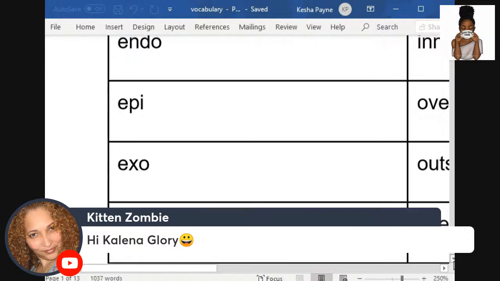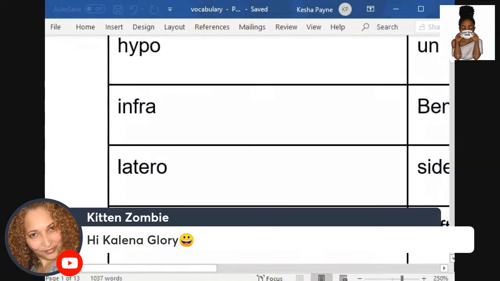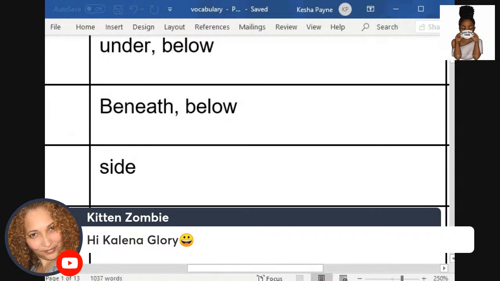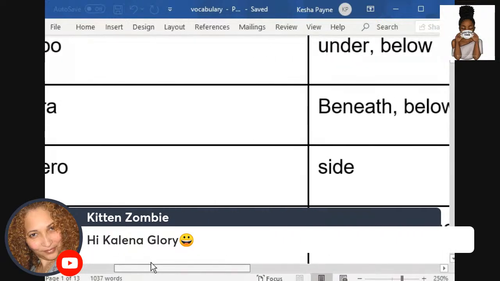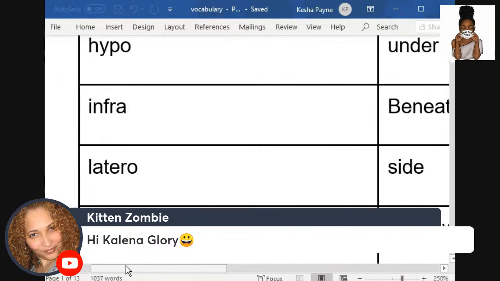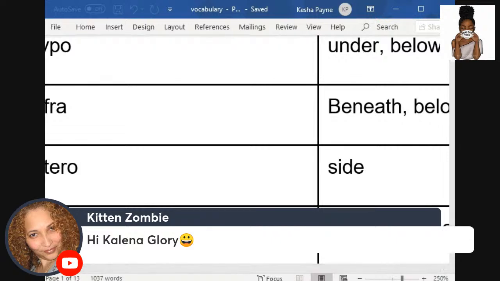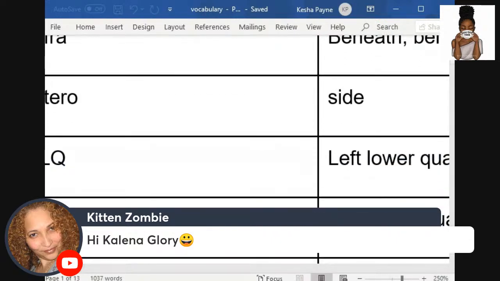So hyper. Now, hypo is under and beneath. Infra is beneath and below. Lateral is on the side. Now we're going to go into quadrants. Okay.